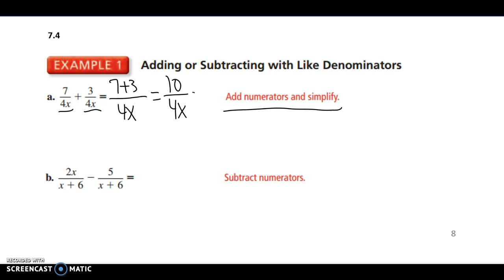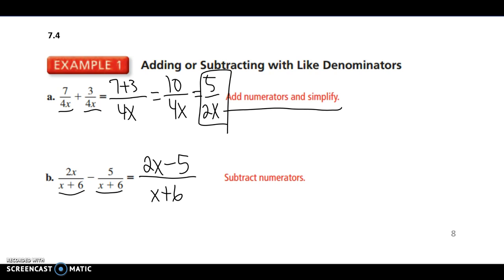Now you can simplify 10 over 4. What does that simplify to? Yeah, 5 over 2x. So that is my final answer. For part B, I just subtract 2x minus 5 over my denominator, x plus 6. Since these are the same, we keep it the same. And my final answer is just 2x minus 5 over x plus 6.